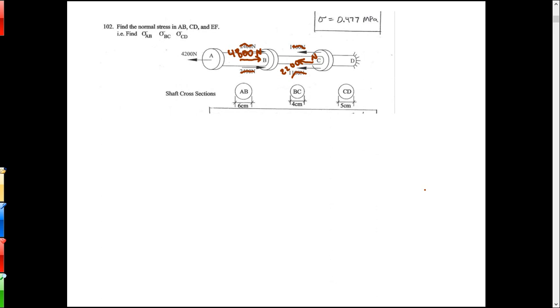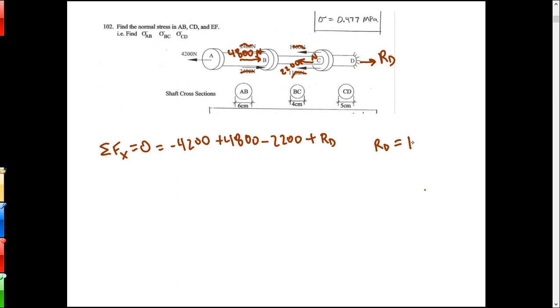Okay, so the next thing I do here is I want to know all the forces acting on it. To accomplish that, I'll take a sum of Fx and set that equal to 0, and then I'll just add everything up. So that's 4200 minus 4800 minus 2200. And then I'm going to have a reaction there, RD. As I have it drawn up there, that would be plus. I've got a sign error. Yeah, that's plus right there. So based on that, I can get RD, and that comes out to be 1600 newtons.